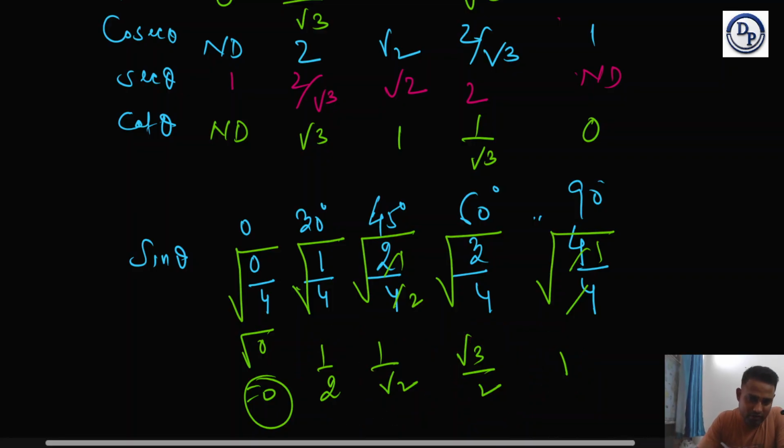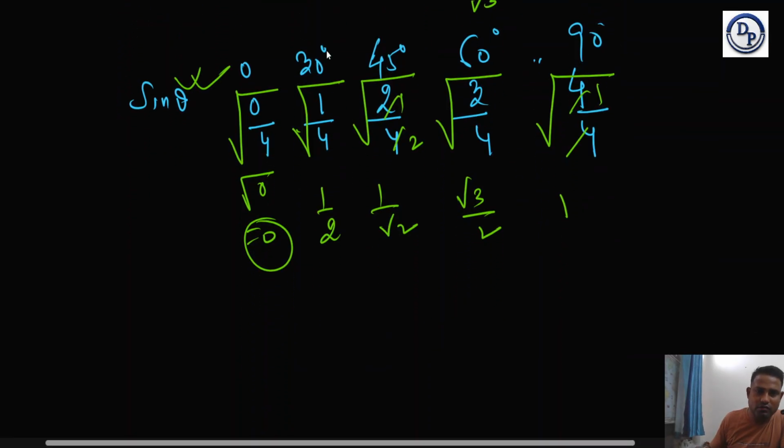This is a fantastic way to learn the ratios of these angles without any stress if we forget in examination. It's quite simple. First of all, we write the numbers starting from 0, 1, 2, 3, 4, and then we divide each number by 4 and put them under the square root. Simple. After simplification, we get these values: 0, 1 by 2, 1 by root 2, root 3 by 2, and 1. This gives us the value of sine theta respectively.